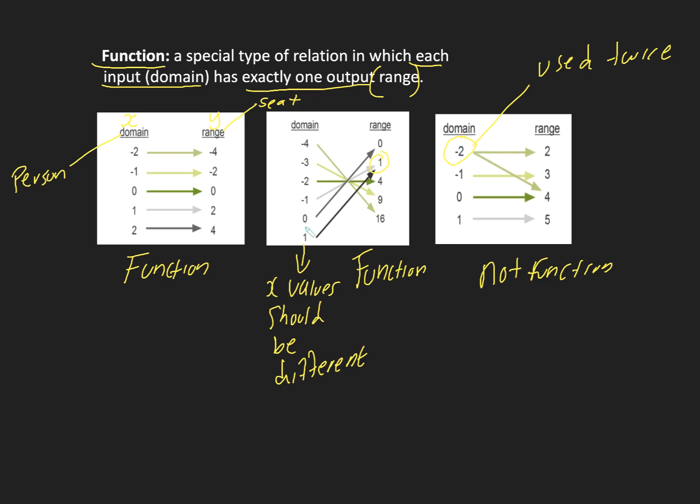Always remember, in your domain, you should have one arrow leaving your domain. Your domain, the value should only be used once. When I got here, I noticed -2 was being used twice. It was going to 2 and it was also going to 4. It's not a function. So let's look at some problems.